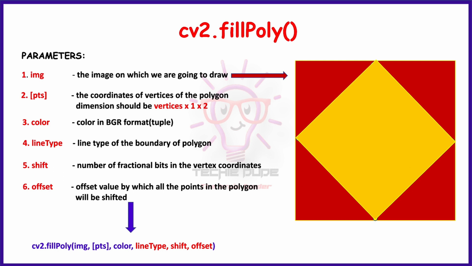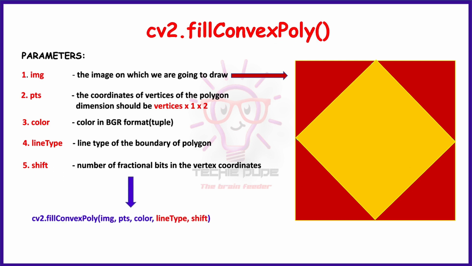The next function which we'll be looking into is the cv2.fillConvexPoly, and the cv2.fillConvexPoly produces the same output as cv2.fillPoly, but the difference is that we need not enclose the points parameter within square brackets, and it does not take the offset parameter. And cv2.fillConvexPoly is faster than cv2.fillPoly, and both cv2.fillConvexPoly and fillPoly have some optional parameters which are line type, shift, and offset. So that's it about these three functions.